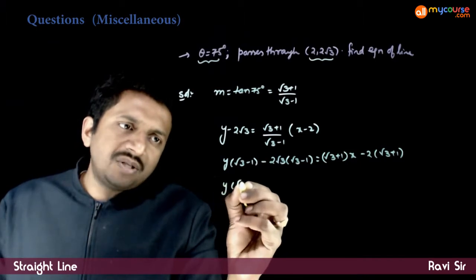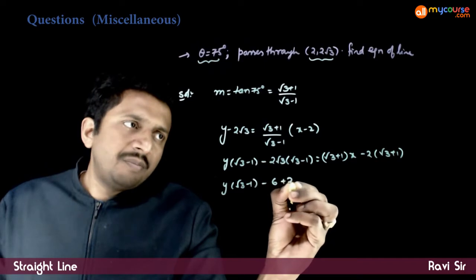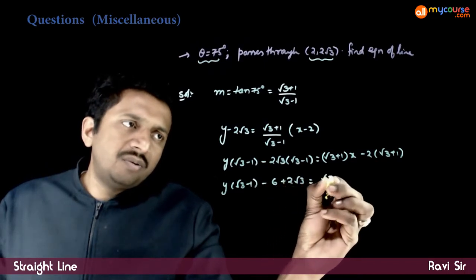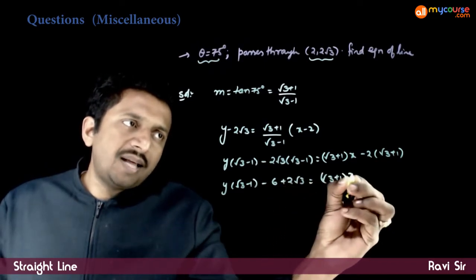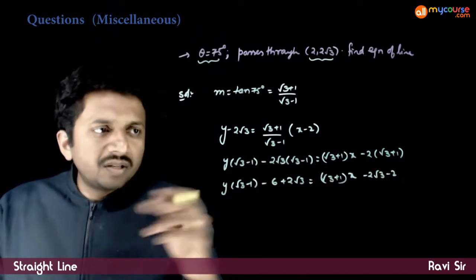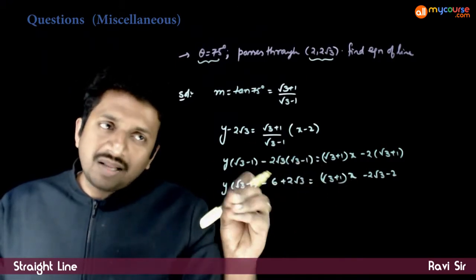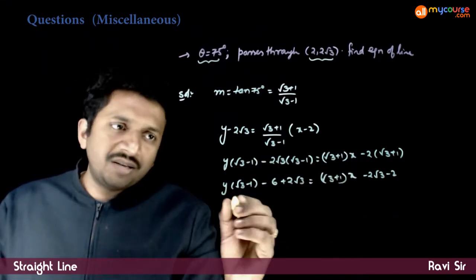So y times (√3 - 1) minus 6 plus 2√3 is equal to (√3 + 1) times x minus 2√3 minus 2. You have a plus 2√3 here, and a minus 2√3 there. So you send the y term to that side and the remaining terms to this side.